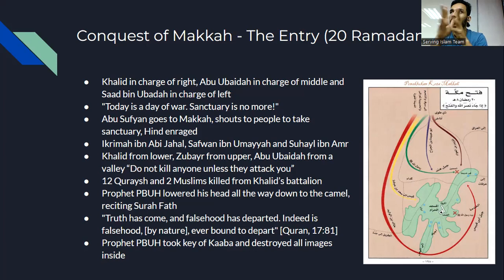So now the people of Makkah are going inside their houses, but a few of them, three of the most prominent amongst them, were Ikrama bin Abi Jahl, who was the son of Abu Jahl, and Suhail bin Amr.